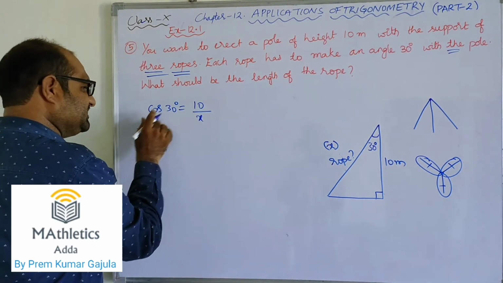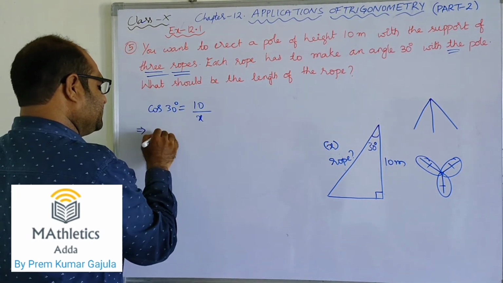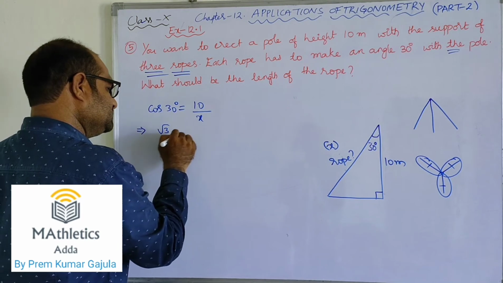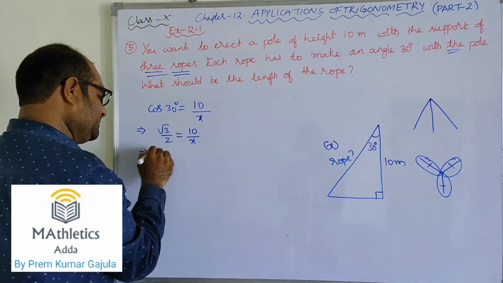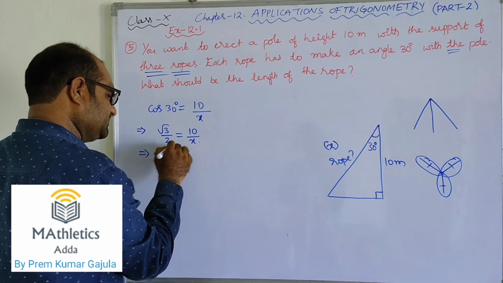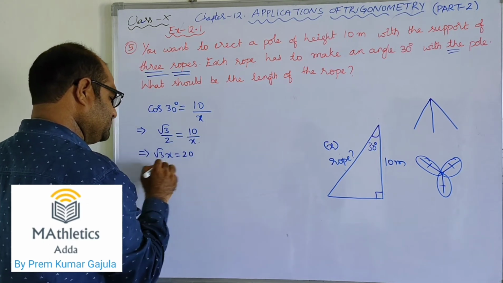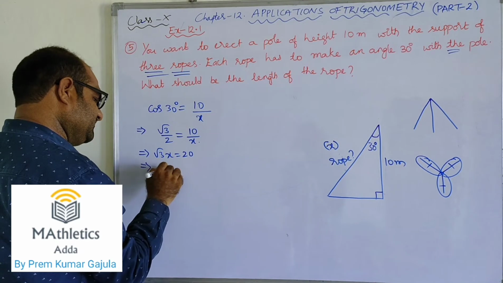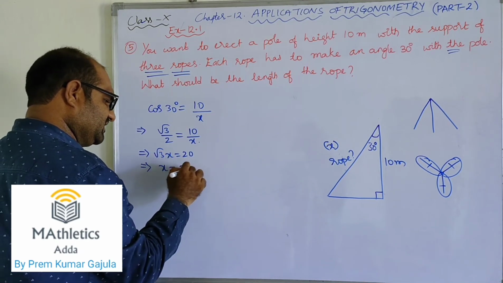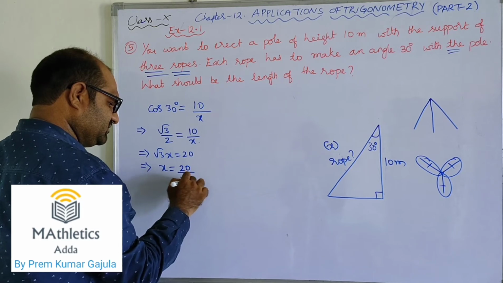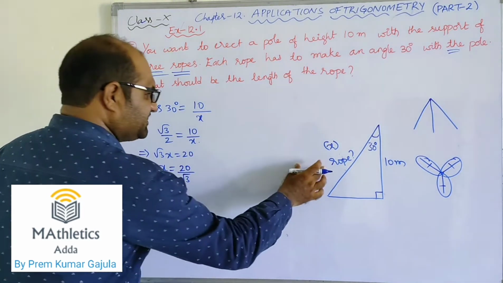We know that cos 30 value is root 3 by 2. That is equal to 10 by x. So if you cross multiply, you will get root 3x is equal to 2 into 10, which is 20. If you shift the root 3 to that side, you will get 20 by root 3. This is the rope value.